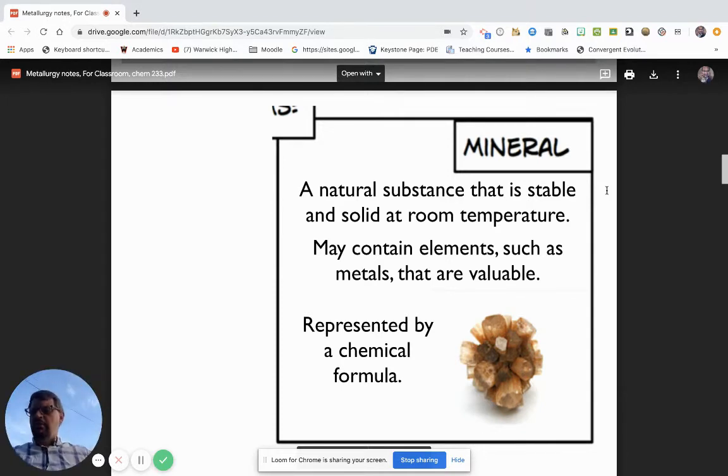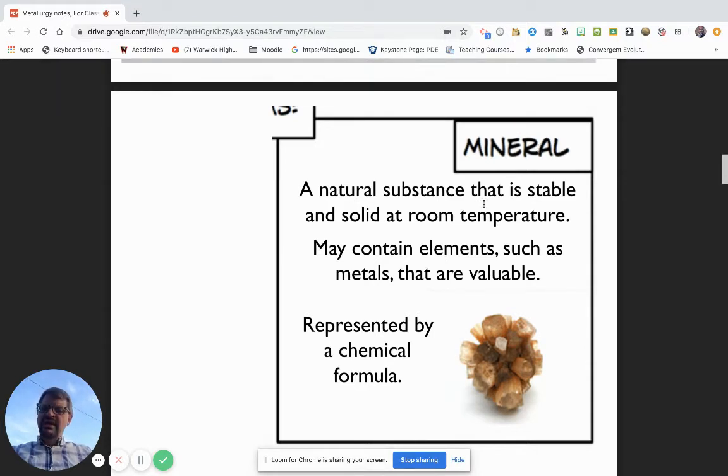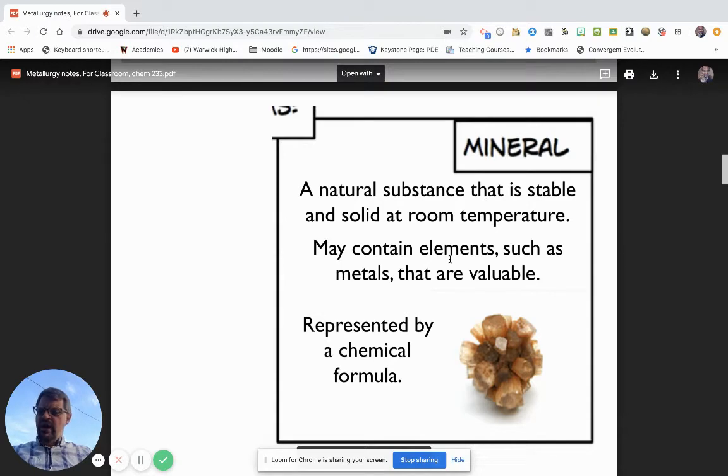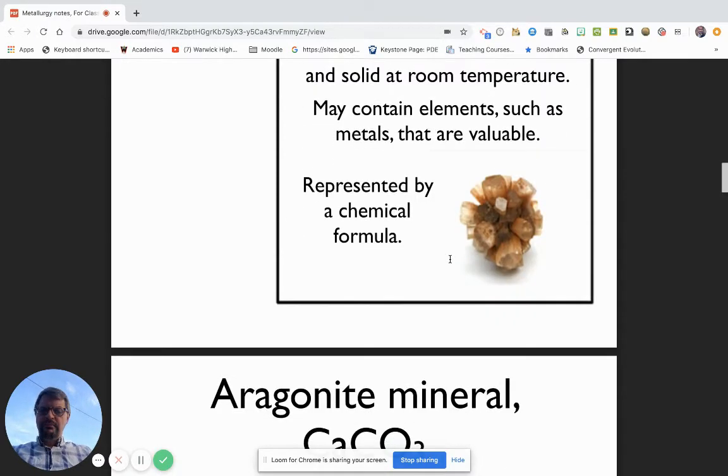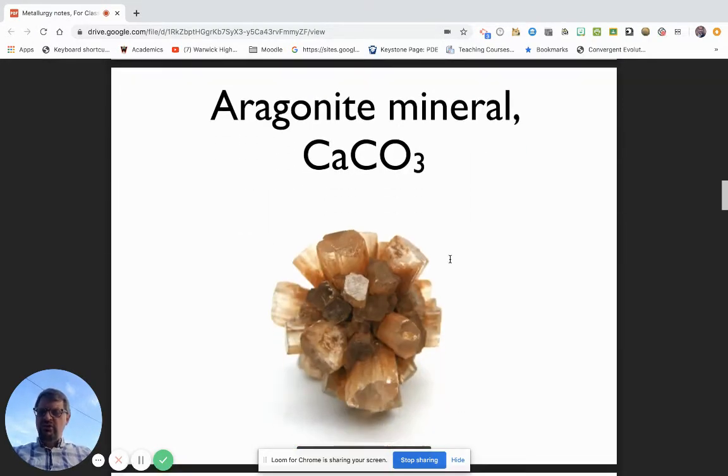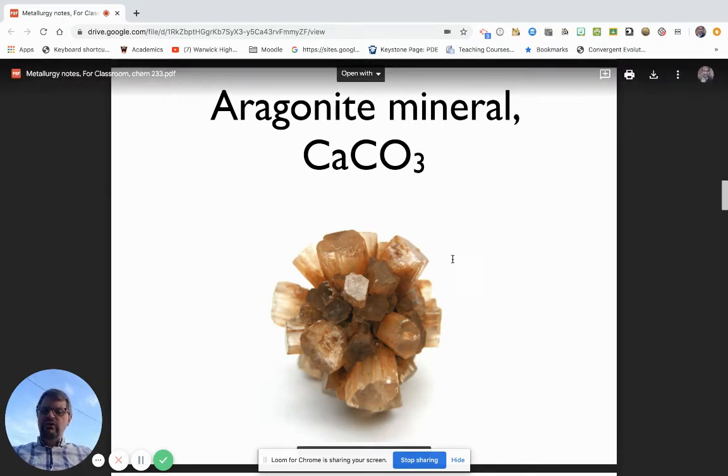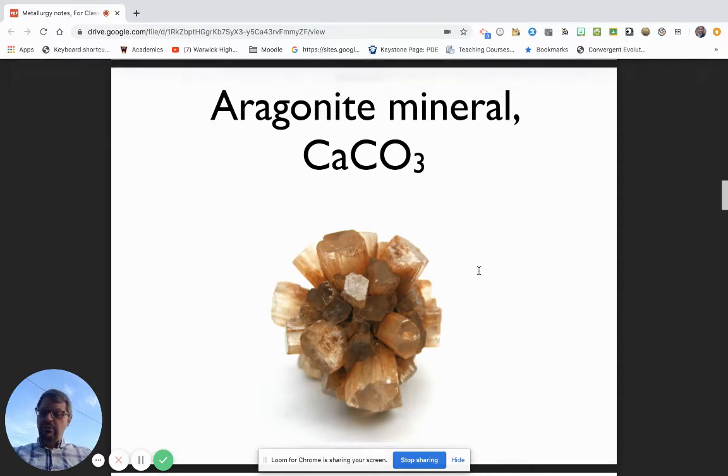You might remember ionic compounds from much earlier in the year. Many minerals are ionic compounds, and this may contain elements that are valuable, like metals. The example pictured is aragonite, which is calcium carbonate, CaCO3, and it contains the metal calcium. So if you do certain things to this aragonite, you'll get calcium from it.